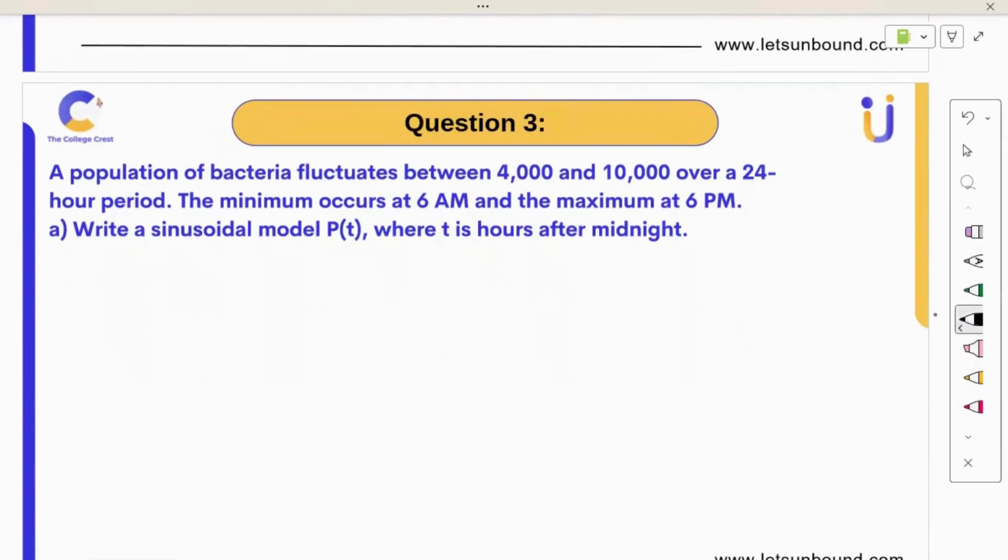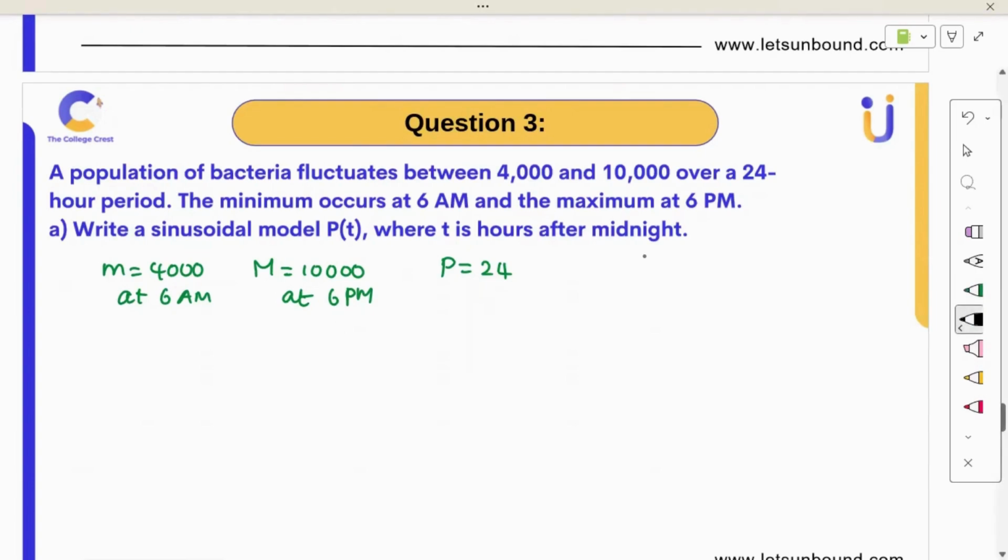So we have to write a sinusoidal model. Should I go for sine or cos? If it starts at maximum or minimum, it will be a cosine function, like a cos model, right? So let's see. Minimum, I'm using small m, is equal to 4,000. Maximum equals 10,000. Period is 24 hours. Minimum occurs at 6 a.m. Maximum occurs at 6 p.m.